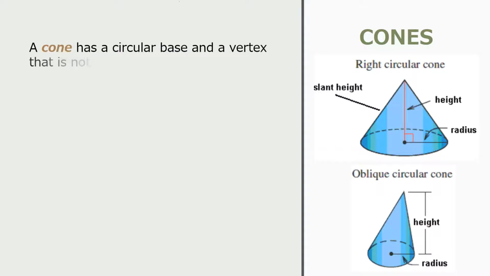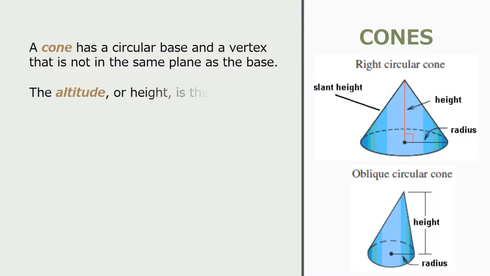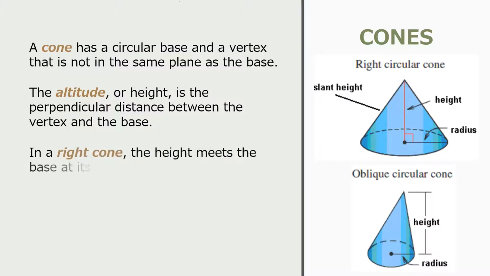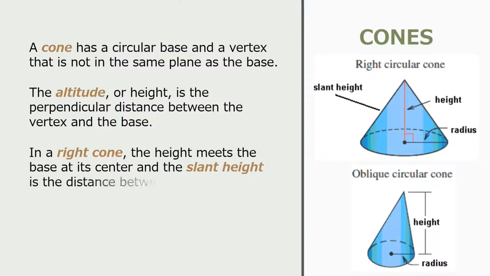A cone has a circular base, and the vertex is not in the same plane as the base. The altitude is always the perpendicular distance between the vertex and the base. In a right cone, the height meets the base at its center, and the slant height is the distance between the vertex and a point on the edge of the base.